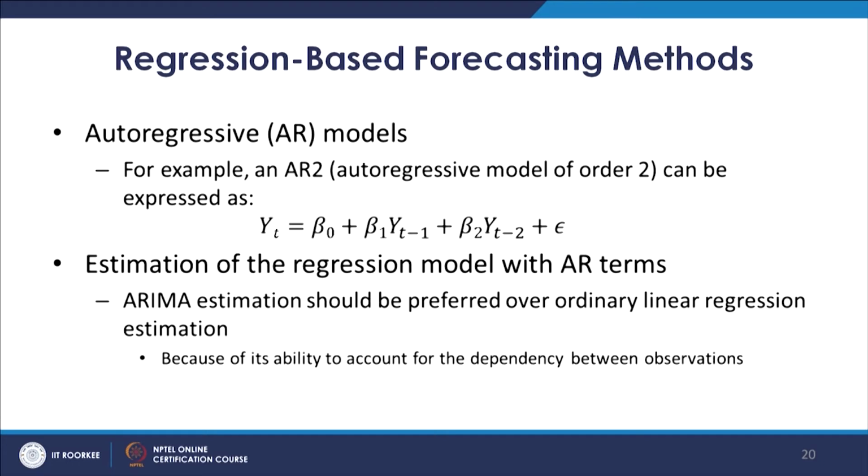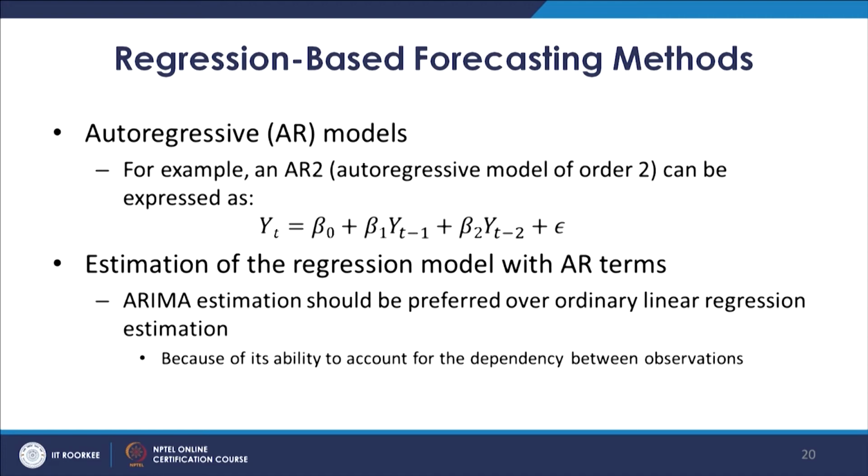So, for example, AR2. We are looking for an autoregressive model of order 2, then how can the regression equation be written? As you can see here, y t equals beta 0 plus beta 1 y t minus 1 plus beta 2 y t minus 2. So, you can see this autoregressive model is of order 2. That essentially means we have two autoregressive terms here in the regression equation. One is y t minus 1 and the other is y t minus 2, and that is why the order of this autoregressive model is indicated as 2.